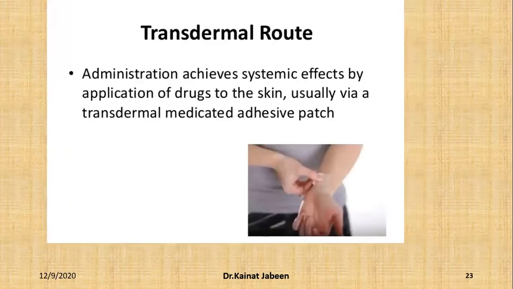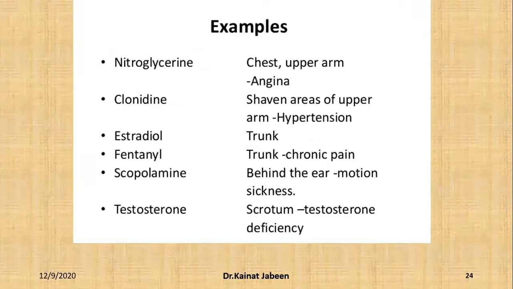Now we have to discuss the transdermal route. You are going to take the drug through the transdermal route. Transdermal means through the dermis, the layer of the skin. So what you have to do is put the patch on the skin from which the drug is going to be absorbed slowly. There are some examples. The first one is nitroglycerin. Nitroglycerin patches are available in the market and you put them on the chest or the upper arm, and it is used for angina.